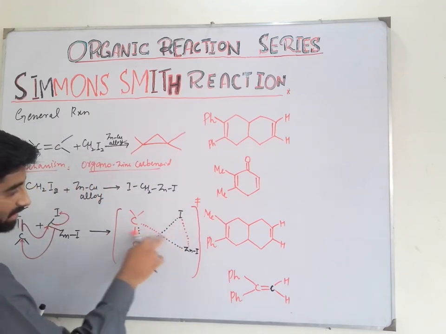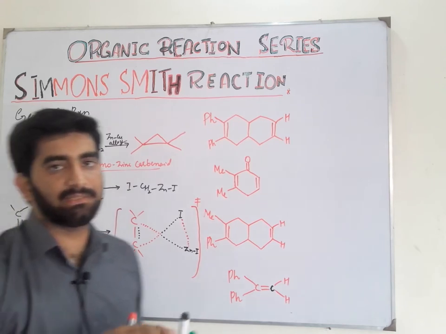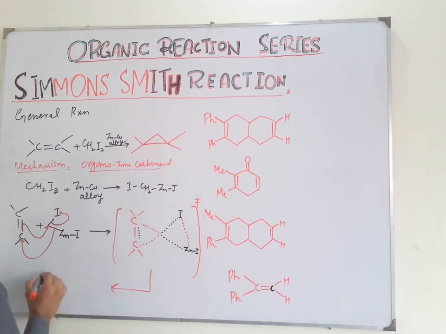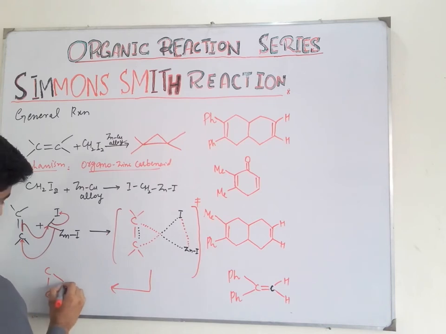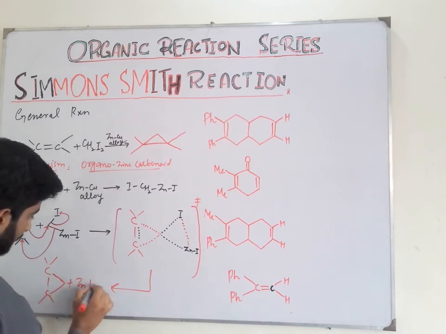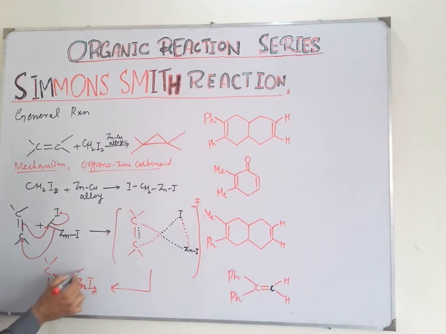Three new bonds are formed and three previous bonds break in this Simmons Smith reaction, and we get the final product, that is our cyclopropane. This cyclopropane is formed when the diiodomethane is treated with alkene in the presence of zinc copper alloy. So this is the mechanism of Simmons Smith reaction. A stable compound, zinc iodide, is also formed.